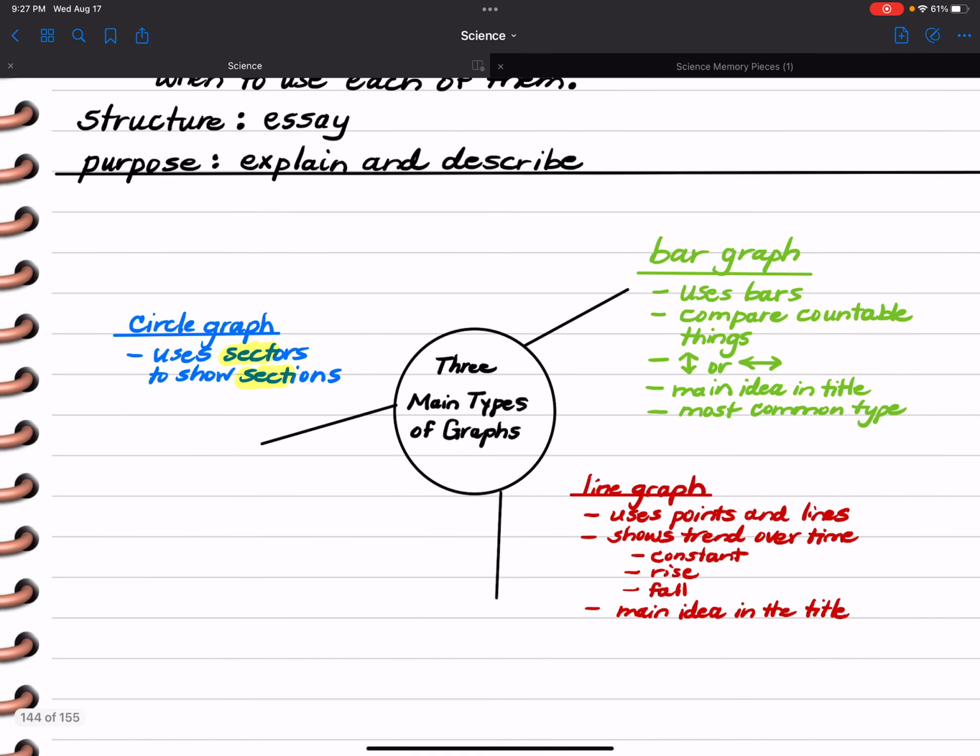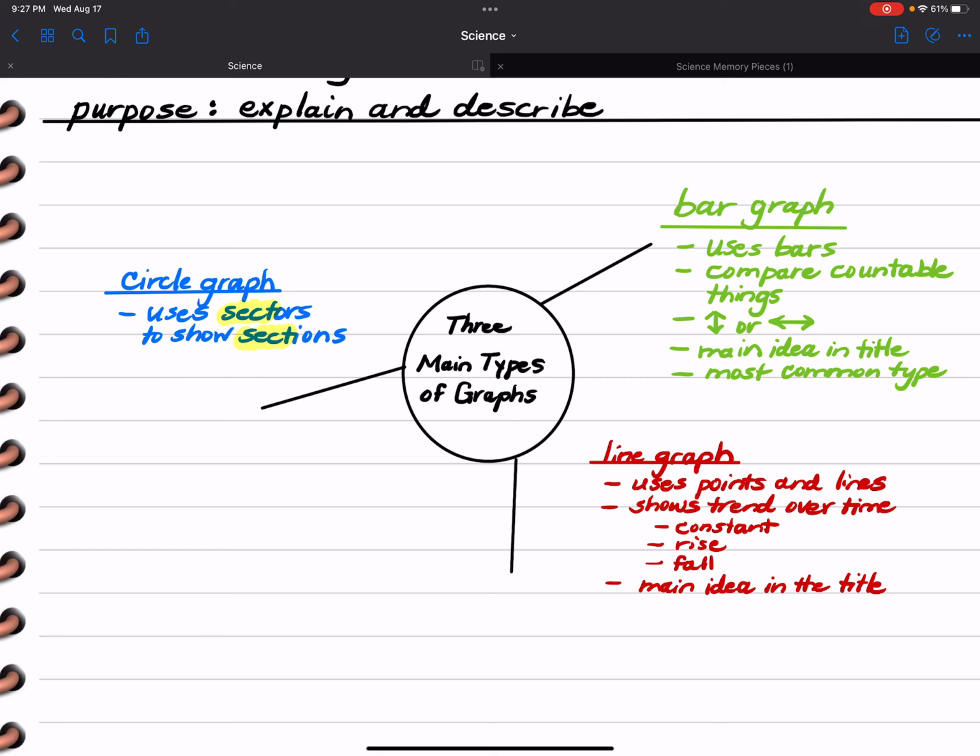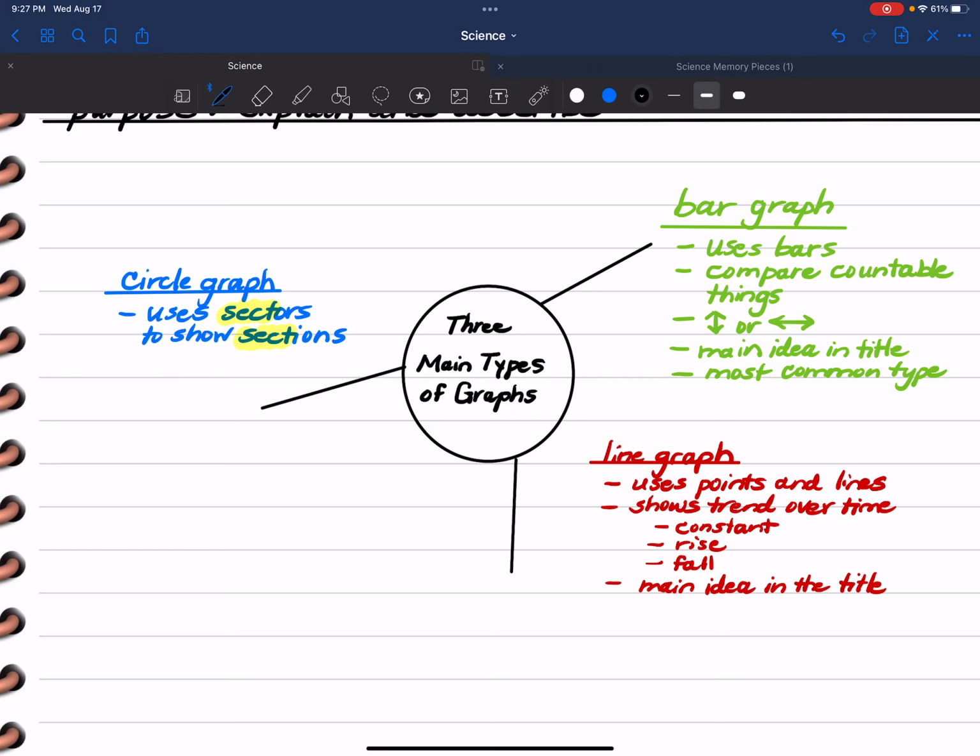So a circle graph uses sectors to show sections. Sections are parts of the whole. And the whole is 100%. It would have a main idea in the title.